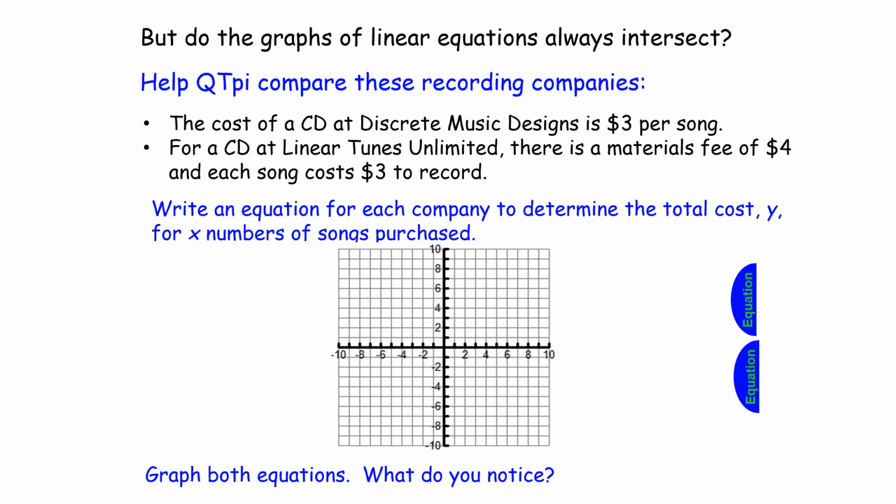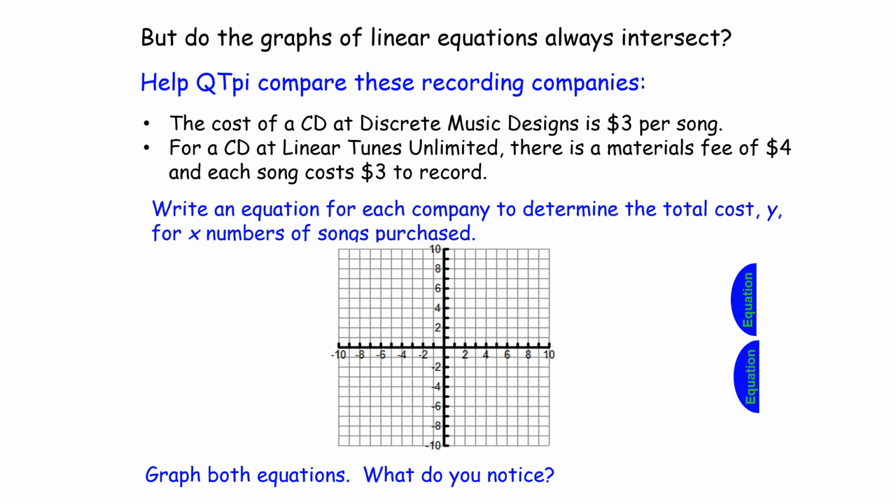But do the graphs of linear equations always intersect? Help QT compare these recording companies. The cost of a CD at Discrete Music Designs is $3 per song. For a CD at Linear Tunes Unlimited, there is a materials fee of $4 and each song costs $3 to record. So I want you to write the equation for each company to determine the total cost y for x numbers of songs purchased. Graph both equations, and what do you notice?